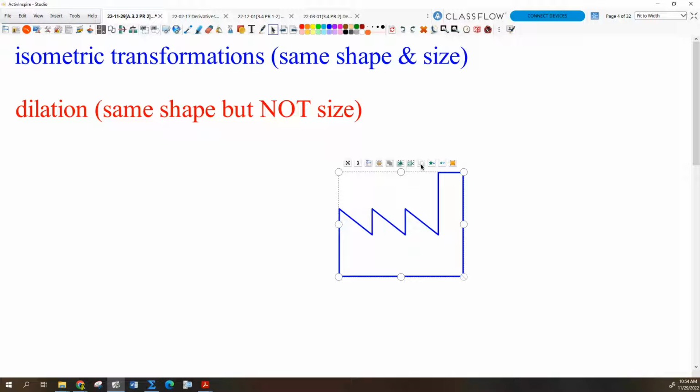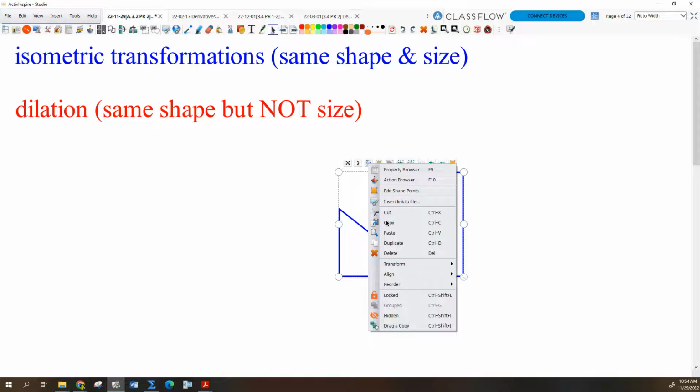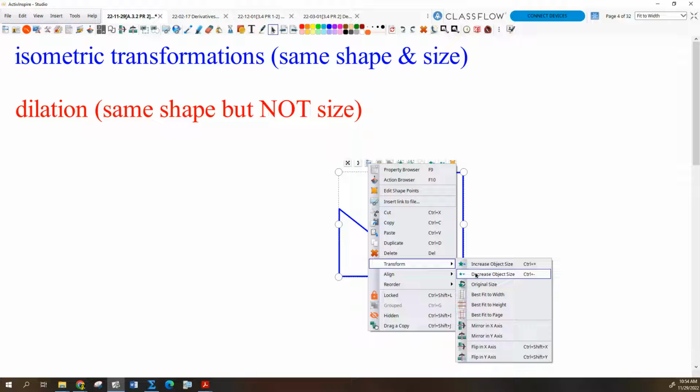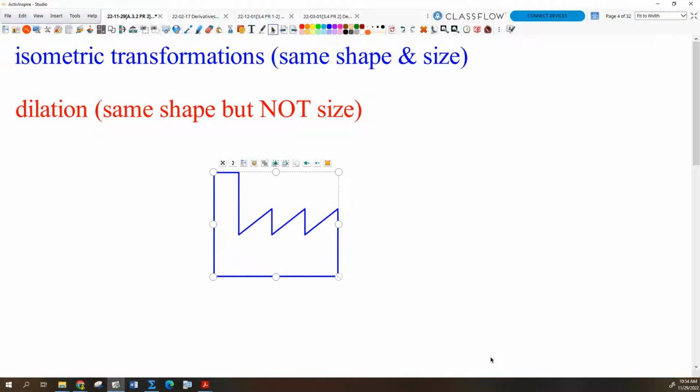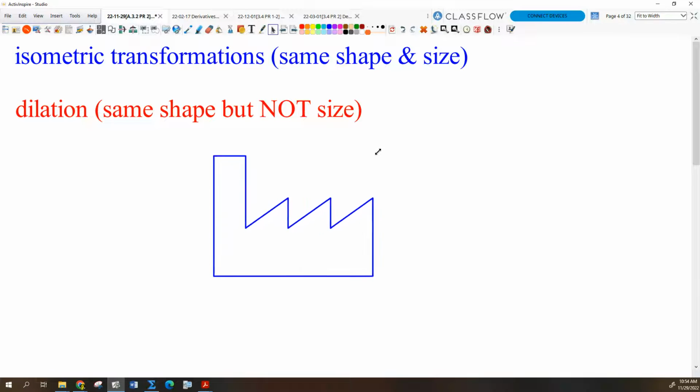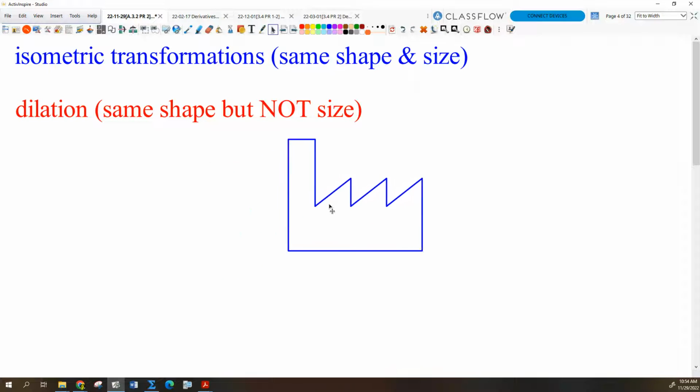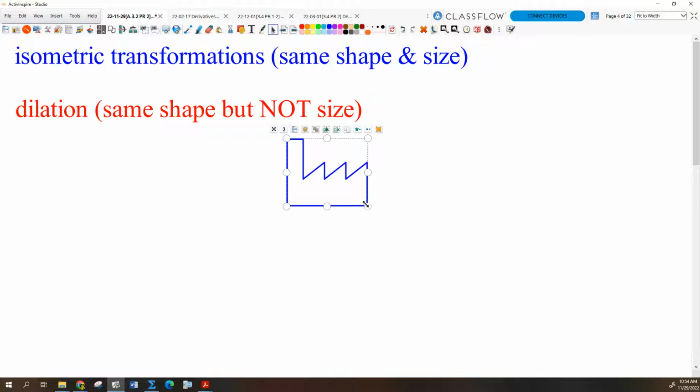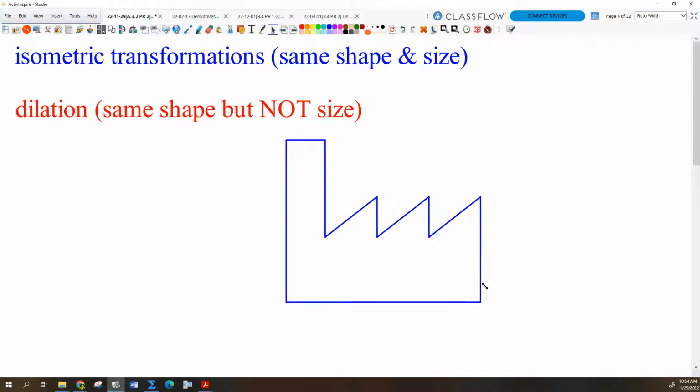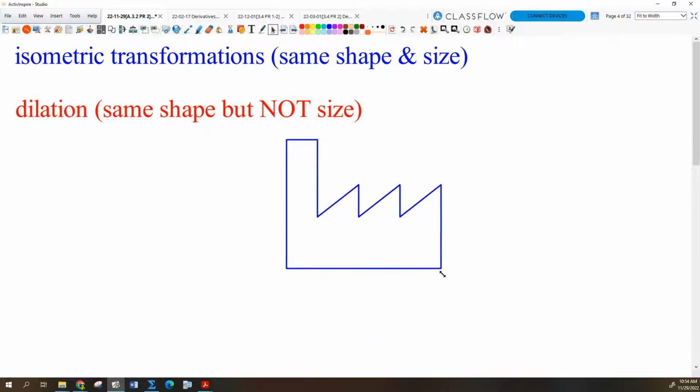Or you also maybe did some stuff like flipping it, right? Reflecting it. Reflecting it also, notice it keeps it all the same shape and size. Now, dilations are different. Let's go from that corner. If I dilate something, it keeps it the same shape, but different size.